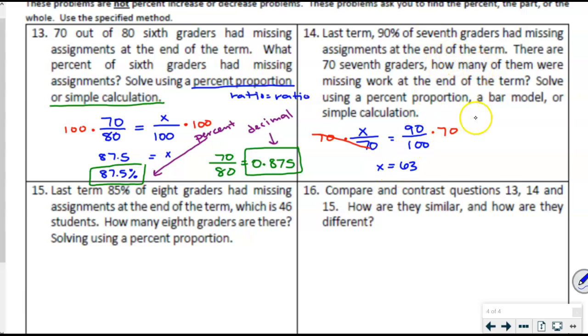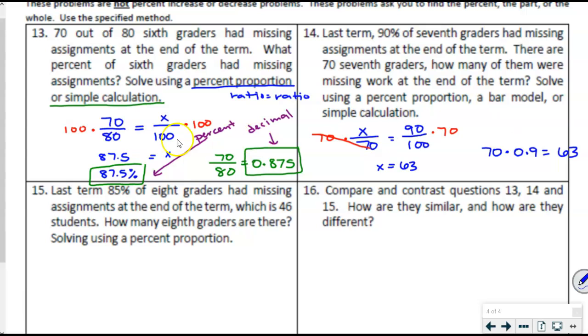Again, it says you could also have done this using a bar model or a simple calculation. What would that simple calculation look like? I want to know. Oh, good, Grant, you know. Tell me. Yeah, 70 times 0.9, 90% of the 70 7th graders, and it's going to give us the exact same thing, the 63 students.